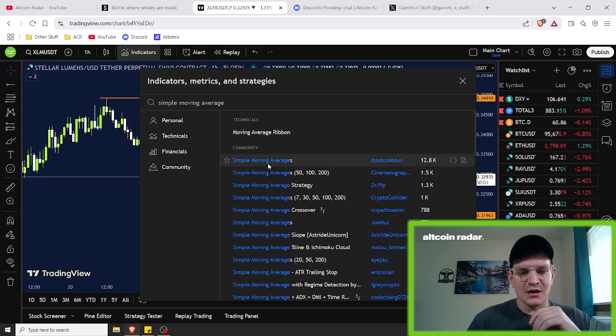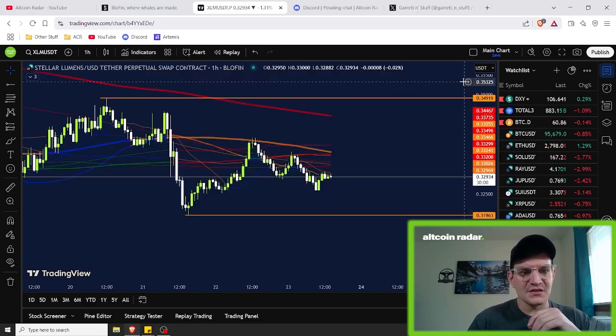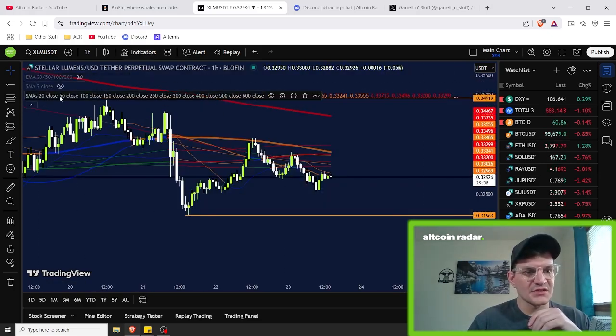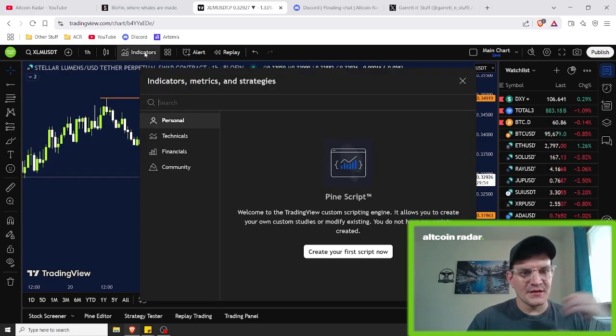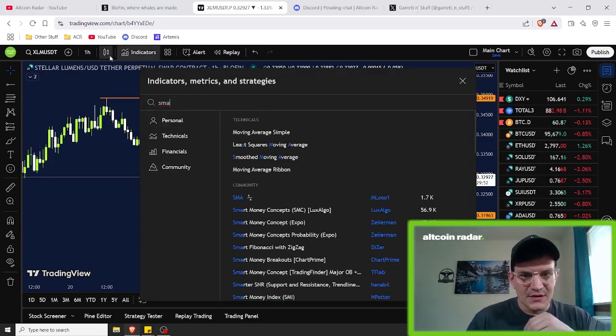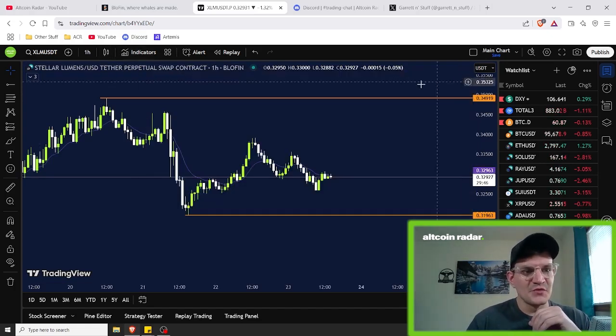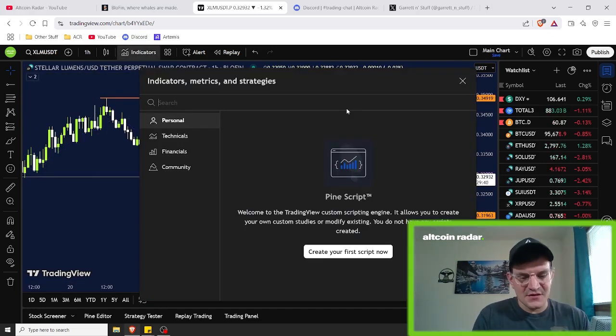And let me see here. Let me see if that is the one actually. That is not the one actually. Yeah, that is not the one. So type in SMA. Okay, no, sorry. It's the smooth moving average. All right. So smooth moving average. Let's see here. Nope, that's not it either. Where is the SMA? Just the standard SMA.